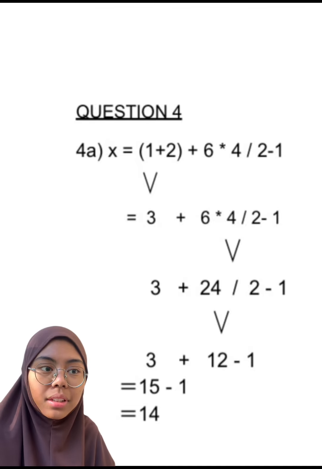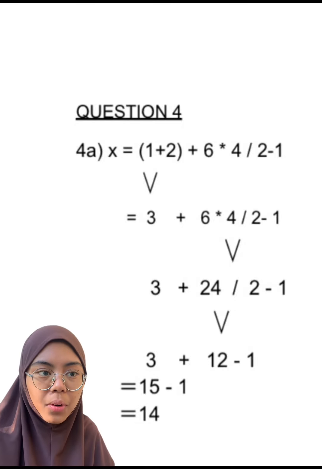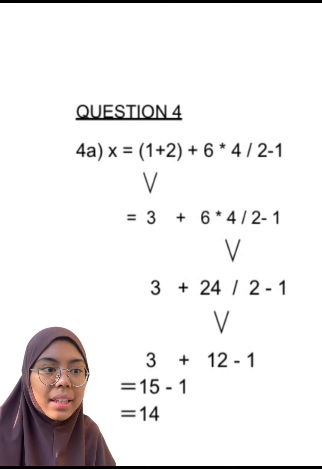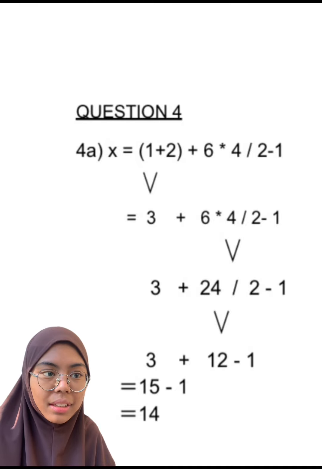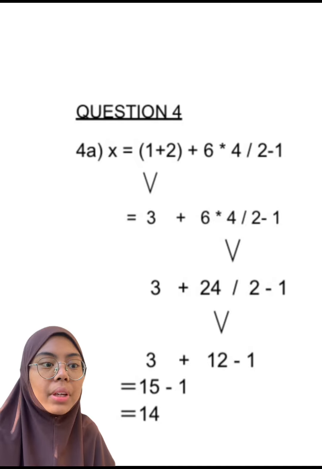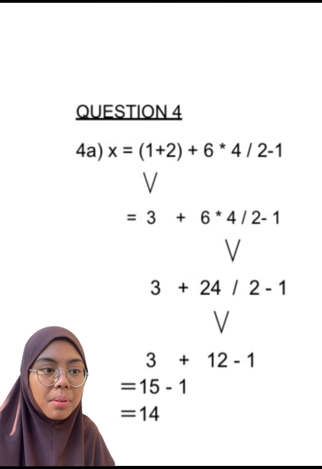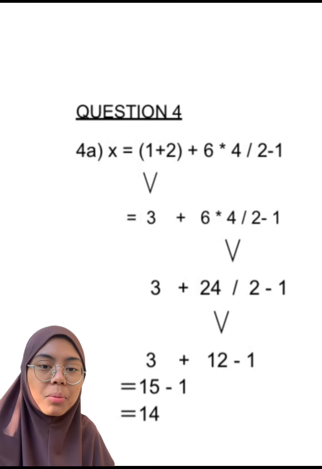So we need to solve the multiplication. So 6 times 4 is 24. Then you see the division. So 24 divided by 2 becomes 12. So we solve it like normal. 3 plus 12 minus 1 becomes 14.